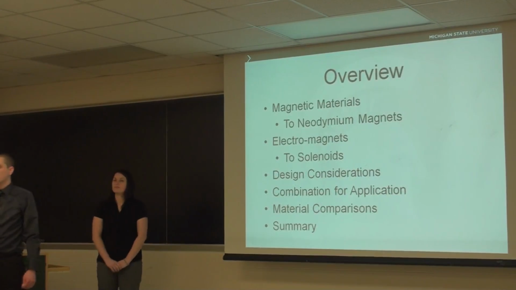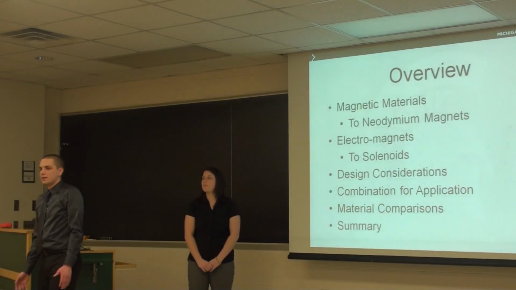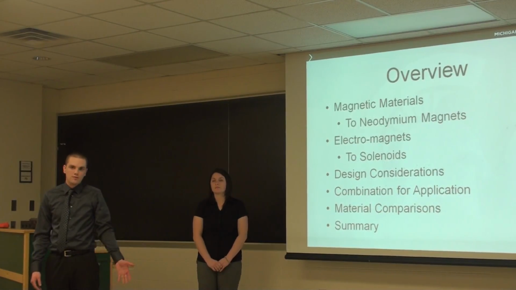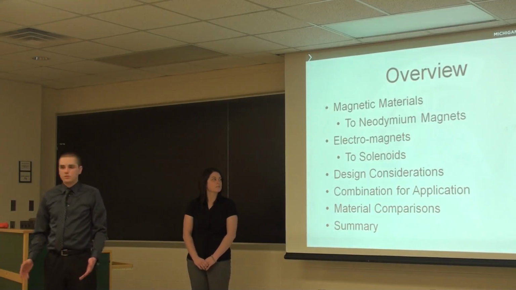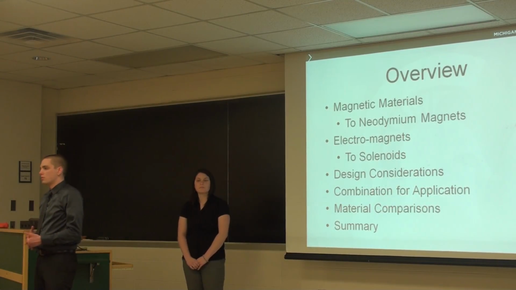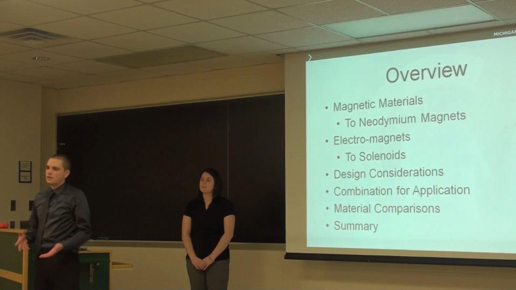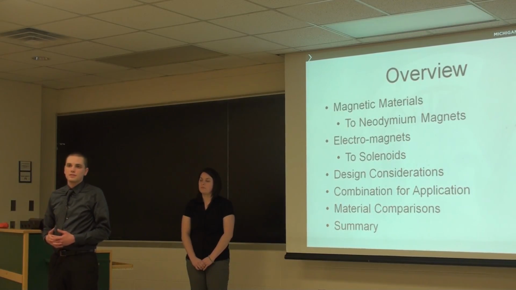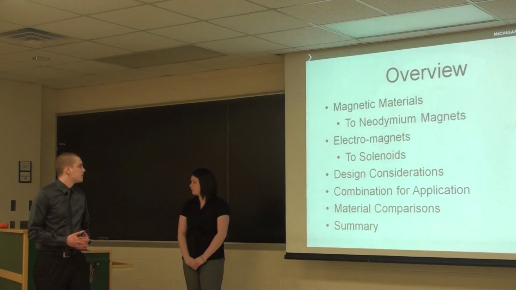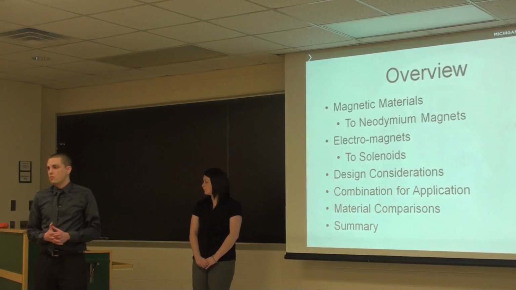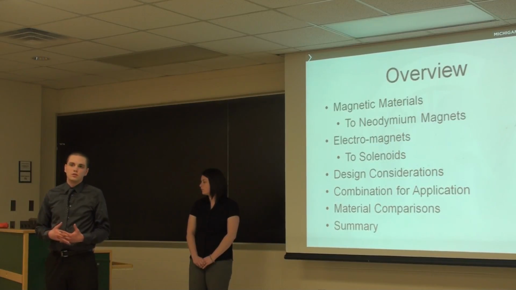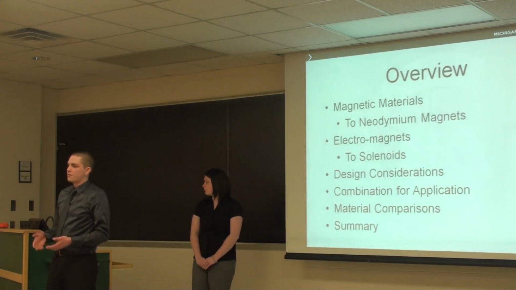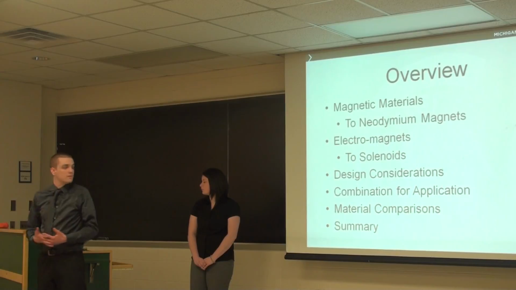Today we're going to go over a few types of magnetic materials: ferromagnets, diamagnets, and paramagnets. And specifically we'll go into neodymium magnets, which are what we're using for our project this semester, identify what type of magnet that is and how we're applying it. After that we'll talk about electromagnets, and again more specifically solenoids and how a current through solenoids can generate a magnetic field and how we're using it for our project again.